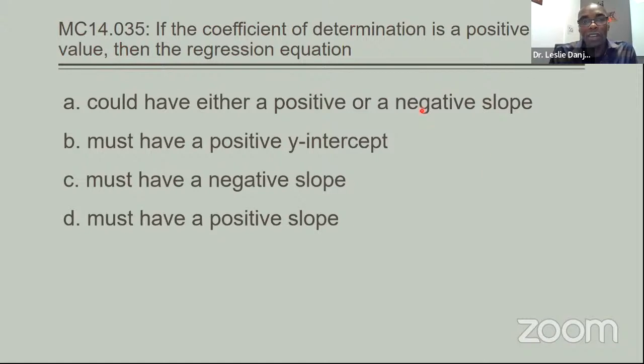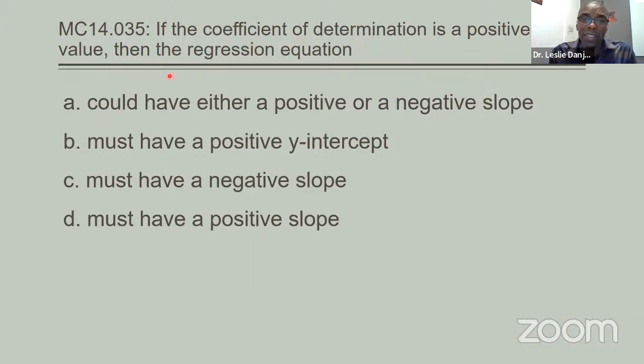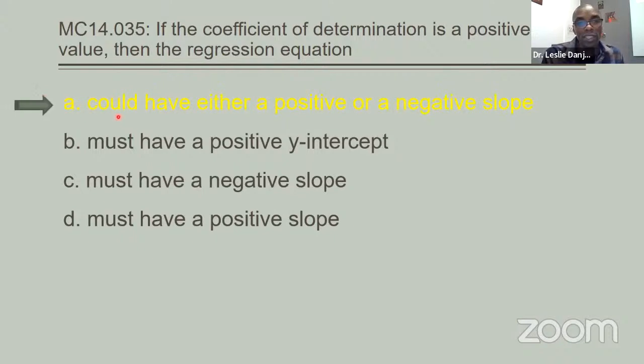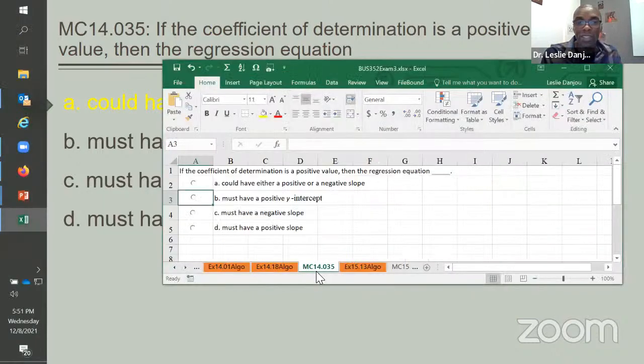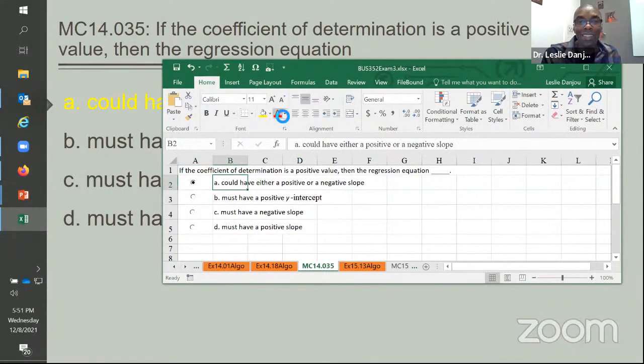You will also have a similar question like this. If the coefficient of determination is a positive value, then the regression equation is what? Please note to self, it could have either a positive or a negative slope. So on your Excel, make sure that you have that correct. It could have a positive or a negative slope. Cool.